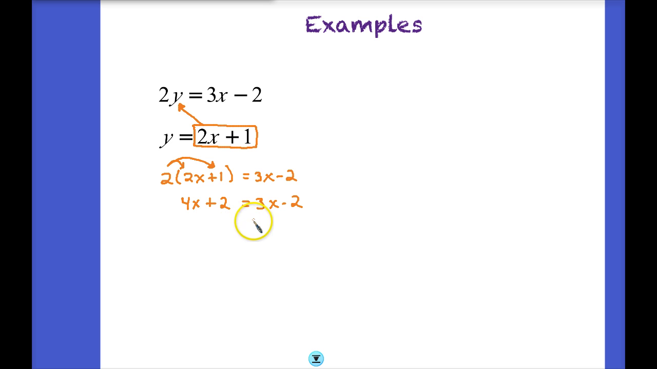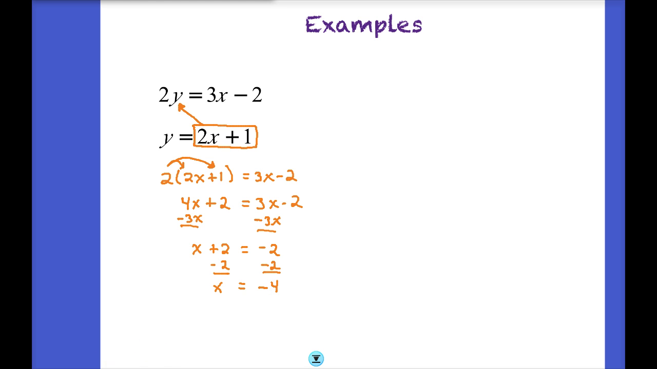Now I'll need to combine like terms. So I'm going to move the 3x to combine with the 4x by subtracting. 4x minus 3x is just x. And then on the right side, I still have the negative 2 there. Okay, and then now I need to move the 2 over by subtracting 2. So on the left side, I'm left with x because 2 minus 2 is 0. But on the right side, a negative 2 plus a negative 2 gives me negative 4.